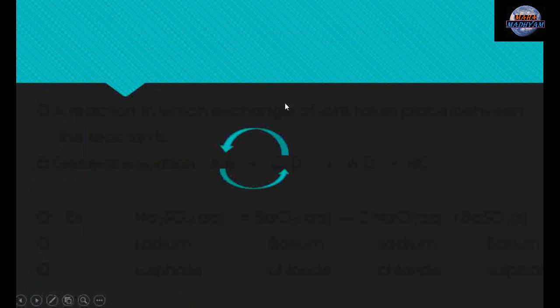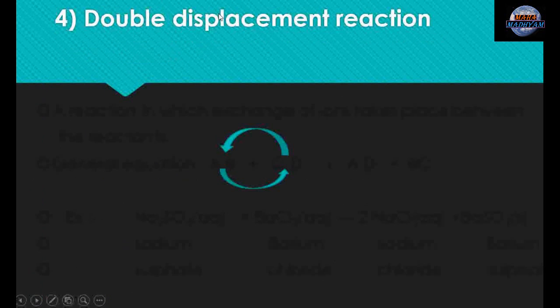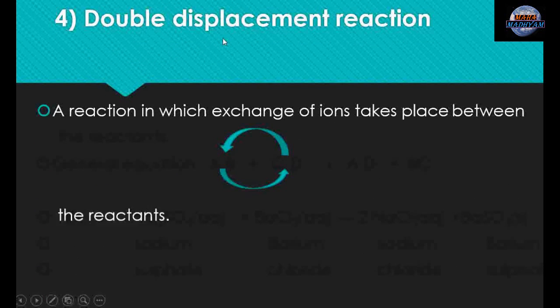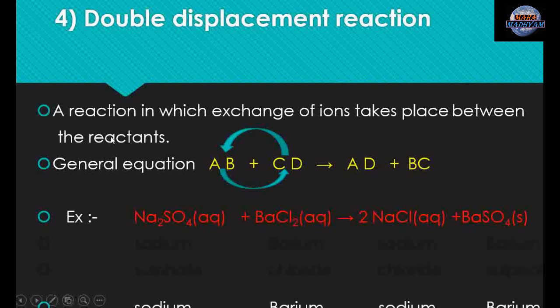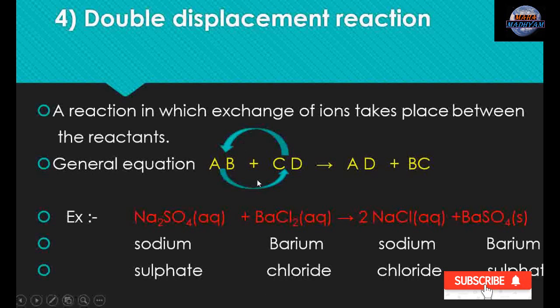So the fourth type of reaction is double displacement reaction. Double means 2 times. So 2 times metals are displacing. Double displacement reaction: a reaction in which exchange of ions takes place between the reactants. For example, sodium sulfate reacts with barium chloride to form sodium chloride and barium sulfate. Here sodium and barium, two ions are exchanging, in the reactants and not in the products.